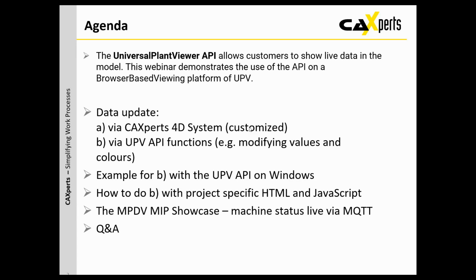The second method is that we have API functions via the UniversalPlantViewer API that allow the user to get values and colors modified live in the plant. And that's what I want to show you today.